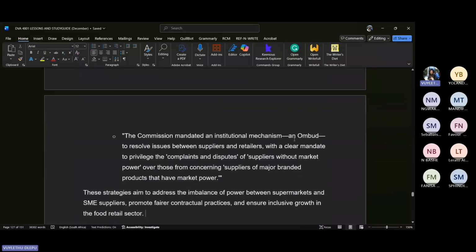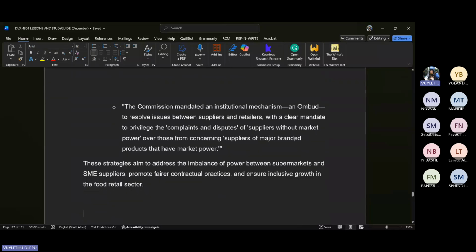The Commission mandated an institutional mechanism, an ombud, to resolve issues between suppliers and retailers with a clear mandate to privilege the complaints and disputes of suppliers without market power over those concerning suppliers of major branded products that have market power. These strategies aim to address the imbalance of power between supermarkets and SME suppliers, promote fairer contractual practices, and ensure inclusive growth in the food retail sector.